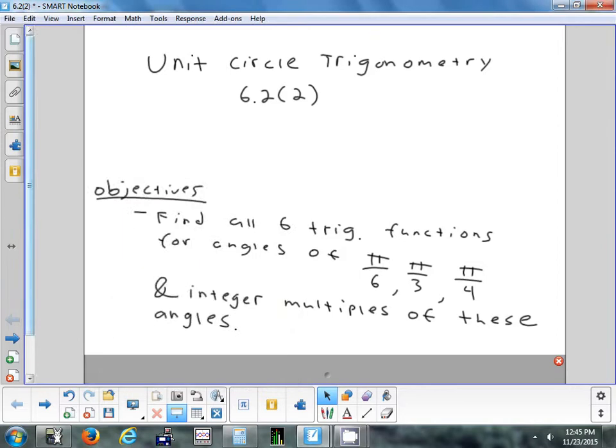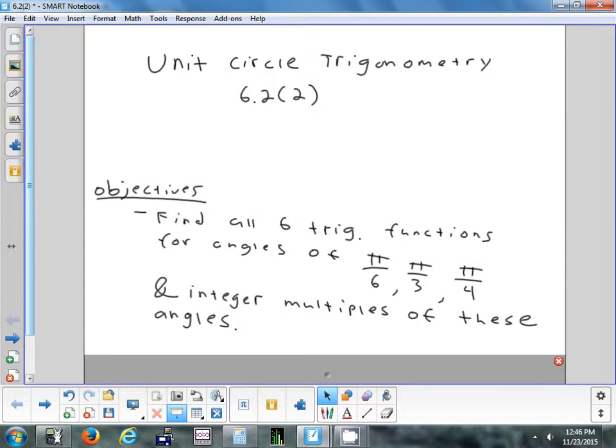Okay, so last time we took a look at section 6.2, part 1. We talked about unit circle trig. We learned what the 6 trig functions were. Can anybody remind me, what are the first 3 trig functions? Just the originals, not the ones we flip. Sine, cosine, tangent. Yep, sine, cosine, tangent.